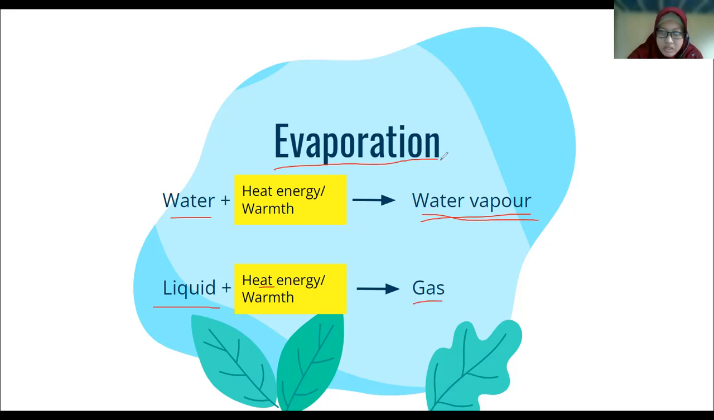But what is the difference between evaporation and boiling? So boiling has to reach a certain temperature. For example, the boiling point of water is 100 degrees Celsius. But it happens faster than evaporation. For evaporation, it doesn't need a certain temperature. I mean, it doesn't have to reach 100 degrees Celsius for evaporation to occur.